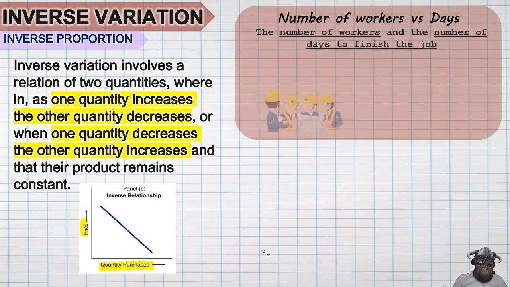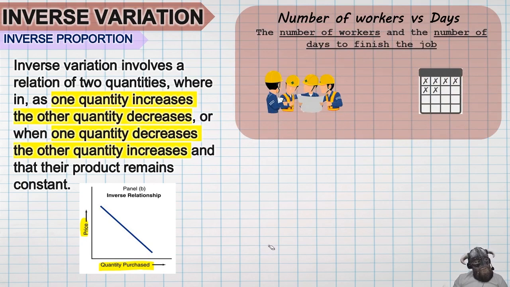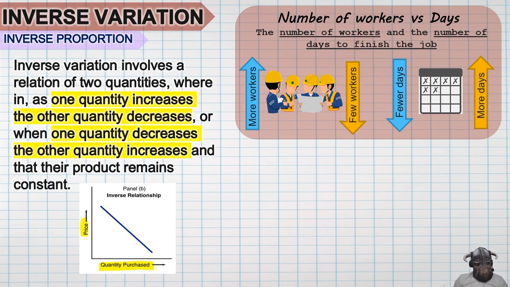Another example of an inverse variation could be the number of workers versus the days that they're working. The number of workers and the number of days to finish a certain job. Bakit siya inverse variation? Siyempre, mas maraming workers na nagtatrabaho, mas maigsi yung oras na tatapusin nila yung trabaho nila. Now, if mas onti naman yung workers, mas marami yung araw na kailangan nilang gugulin para matapos yung trabaho. So, as the number of workers increases, the number of days for them to finish a certain job decreases. Inverse variation. And vice versa will also be the same.